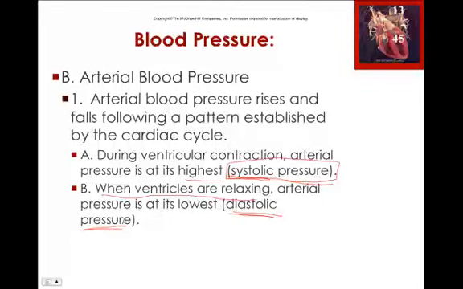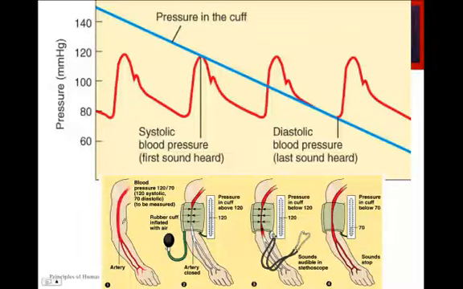So when you are measuring your blood pressure, you're taking the pressure when it's at its highest and when it's at its lowest in the blood vessels. That highest pressure is your systolic blood pressure, when the ventricles are contracting. And that lowest pressure, your diastolic pressure, is when the ventricles are relaxed.